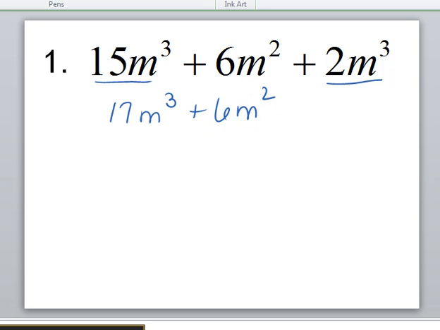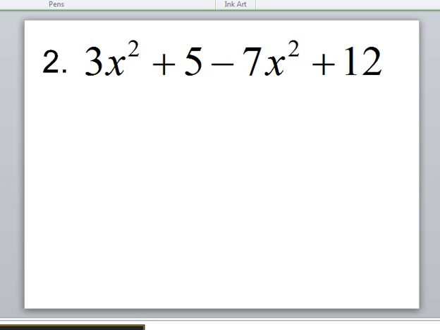The next one, we're also going to make sure that we're writing these in standard form, so I'm going to find the things with the highest degree and add those together first. So I've got 3 and negative 7, that makes negative 4x squared. Notice I'm not changing my term afterwards, it stays the same. And then I have 5 plus 12, which is 17. So I have negative 4x plus 17.